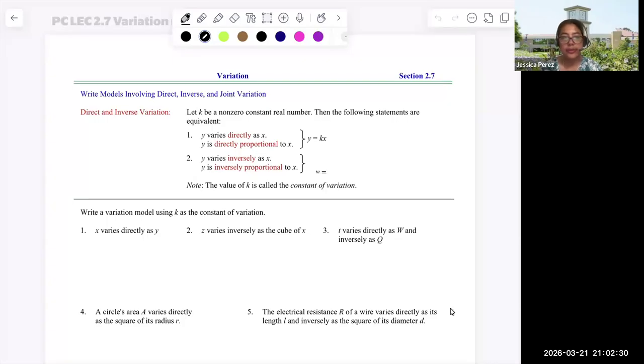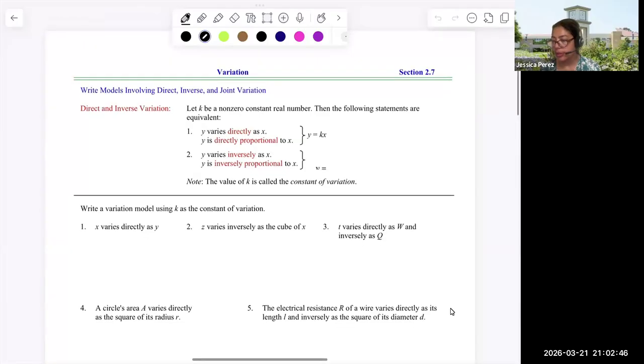Hi everyone, welcome to section 2.7. In this section, we are going to be discussing variation. Variation is a very short chapter section.